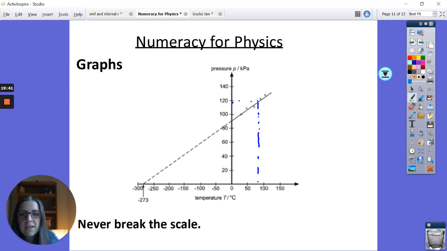The final point I'd like to make is down the bottom there. It says never break the scale. So this is something we come across sometimes. I know you see it in other subjects. That's where you see a wee zigzag on the axis, and that lets you fast forward some of the numbers.